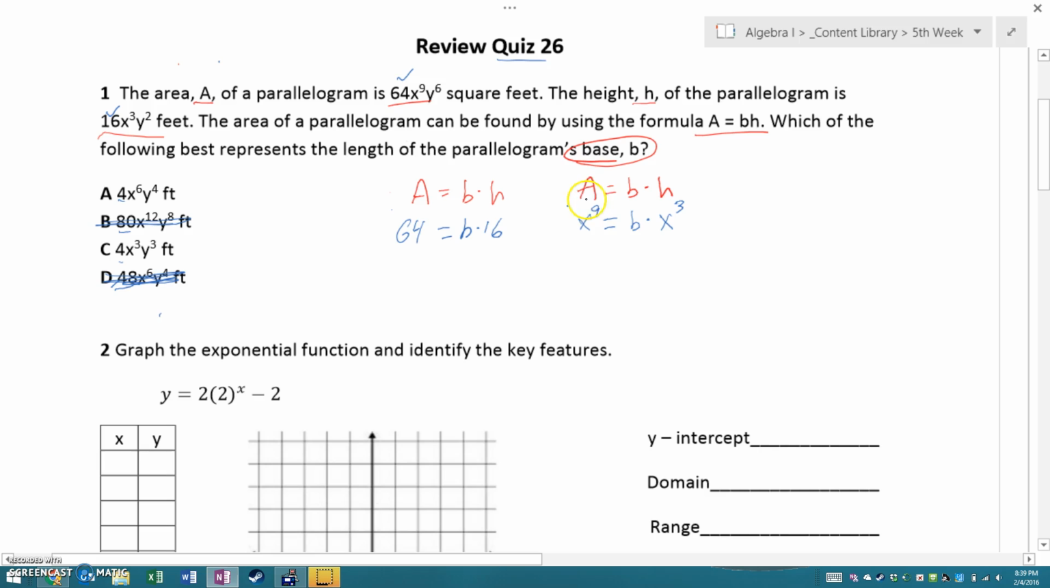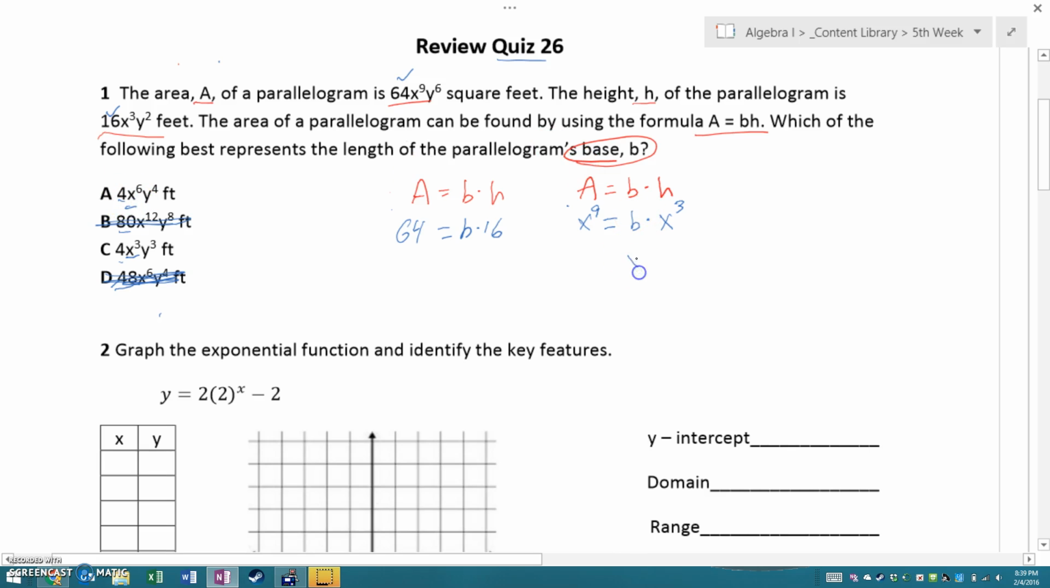Okay, so what I have here is the same thing. The area has x to the ninth power, so I have x to the ninth, and the height has x to the third power, so I have x to the third. Now, my only two options over here are I can have x to the third again, that would be for the base, or I can have x to the sixth, that would be for the base.